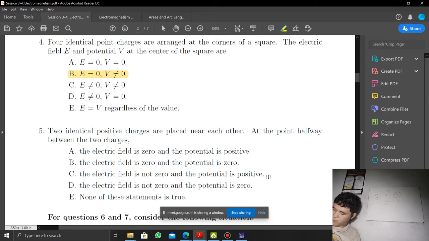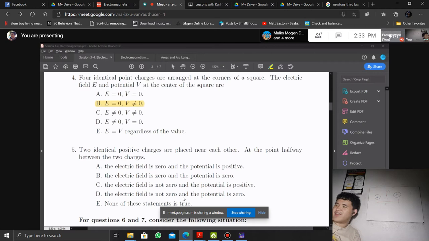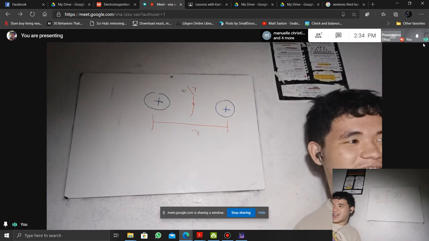What do you think? Sir, A ko ba? Based on the previous problem. Yes, tama. A tayo, no? Same situation. So, sige, let's take a look at this, para makita natin kung bakit talaga. I'll show you kung bakit, no?